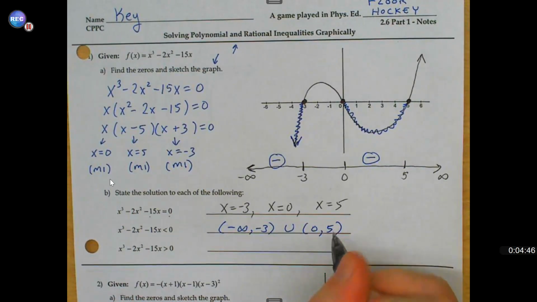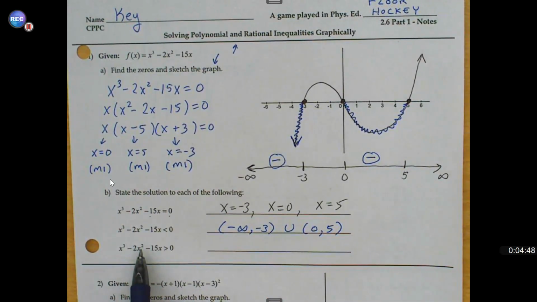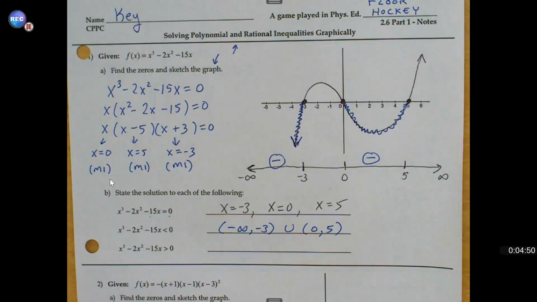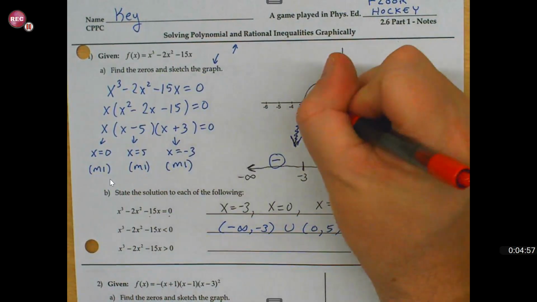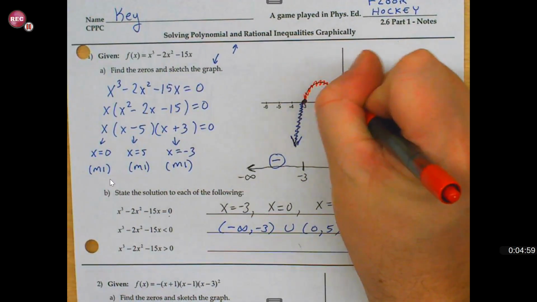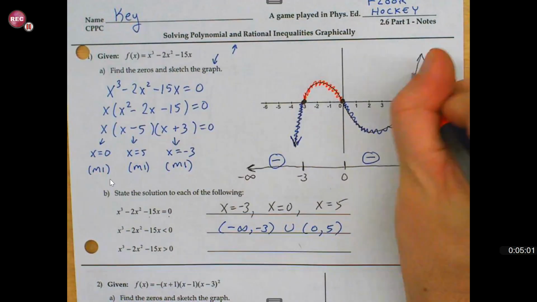And that would be the official way to write the solution to that inequality. So you have to imagine the last one saying, well, tell me the x values that come out to values higher than 0. So on the graph, that would just be where it's above the x-axis. So we'll use red for that.